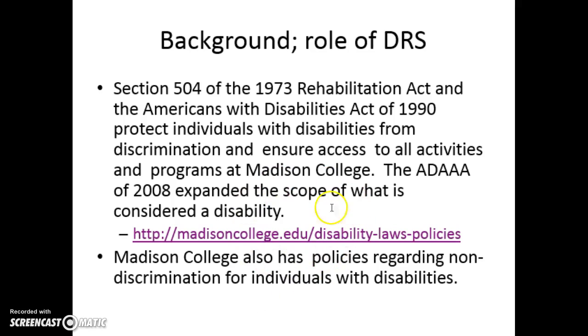Take a look at our webpage discussing laws and policies that support our program. We also have policies regarding non-discrimination for individuals with disabilities at the college, and this not only supports our students, but it also supports our staff.